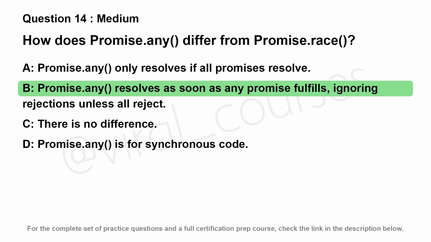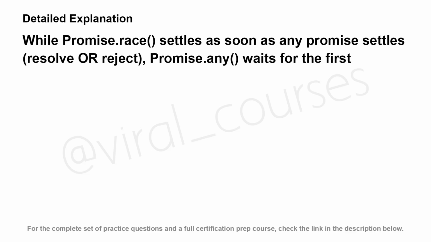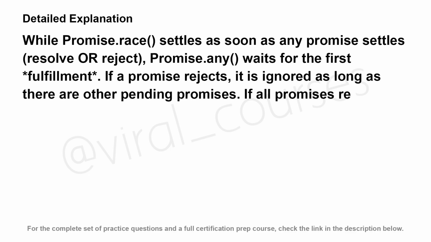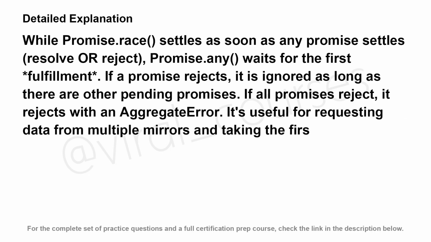The correct answer is B. While Promise.race settles as soon as any promise settles, resolve or reject, Promise.any waits for the first fulfillment. If a promise rejects, it is ignored as long as there are other pending promises. If all promises reject, it rejects with an AggregateError. It's useful for requesting data from multiple mirrors and taking the first successful response.